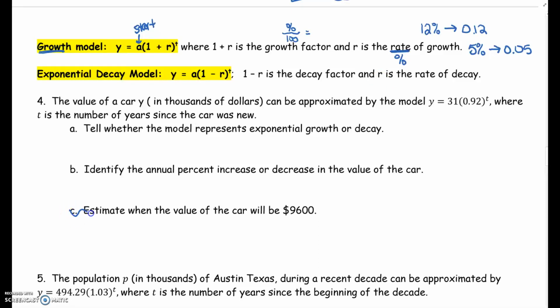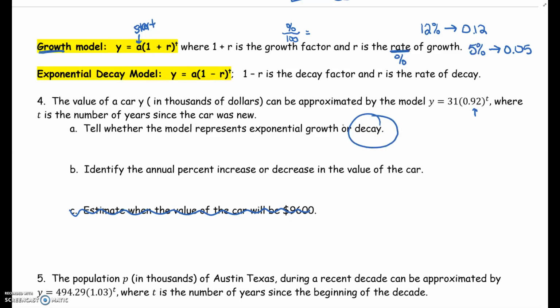Okay, we're going to look at example 4, but we are not going to do part C. The value of a car in thousands of dollars can be approximated by the model y equals 31 times 0.92 raised to the t, where t is the number of years since the car was new. Tell whether the model represents exponential growth or decay. Honestly, you don't need these formulas to figure this out. We talked about this yesterday. Look at the number raised to the exponent. That number is less than 1. That means that this is a decay model.